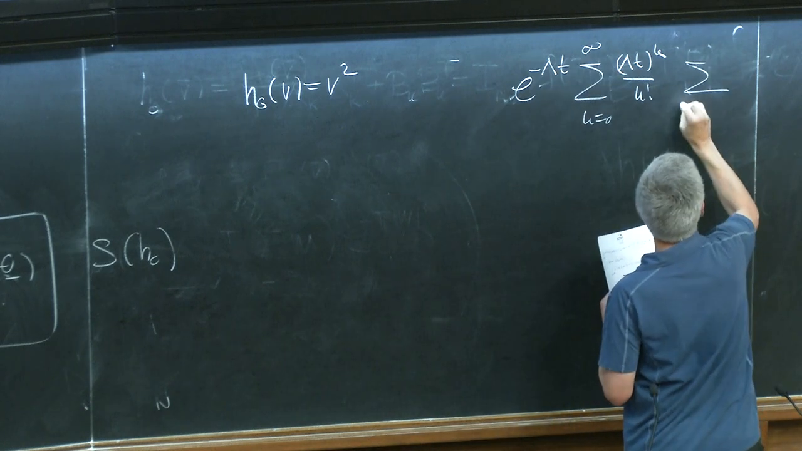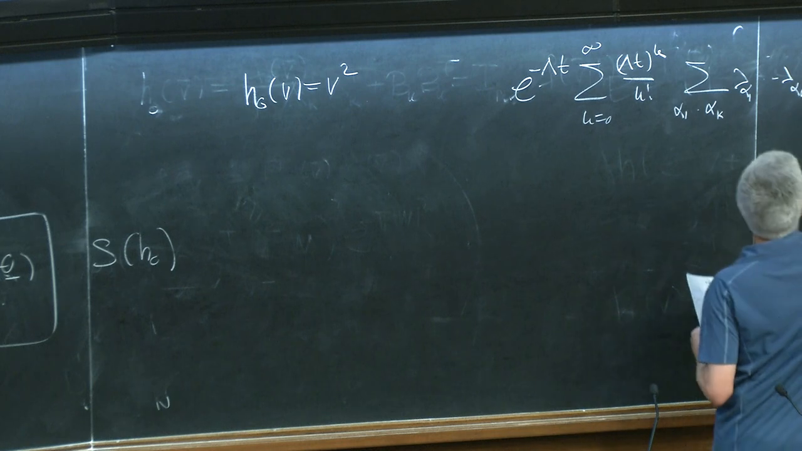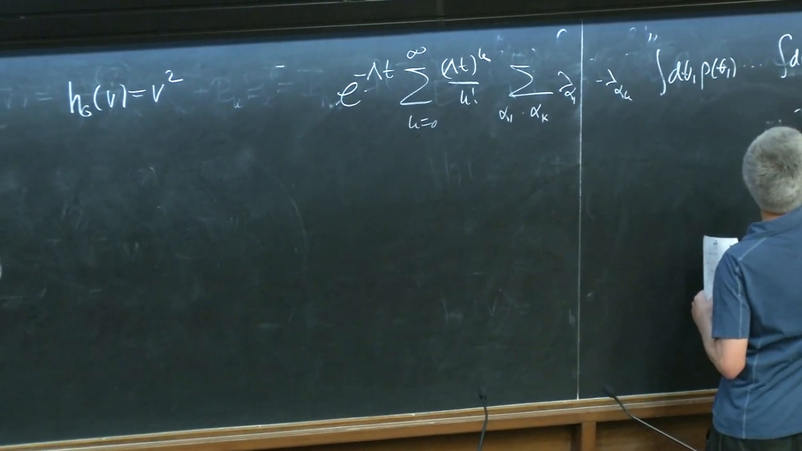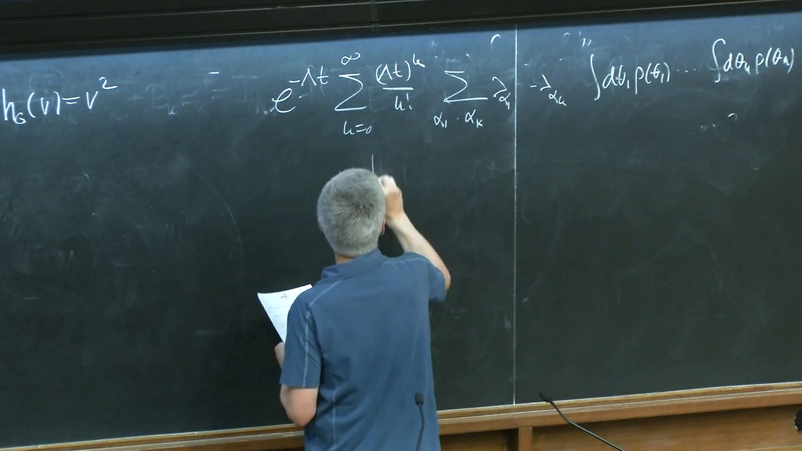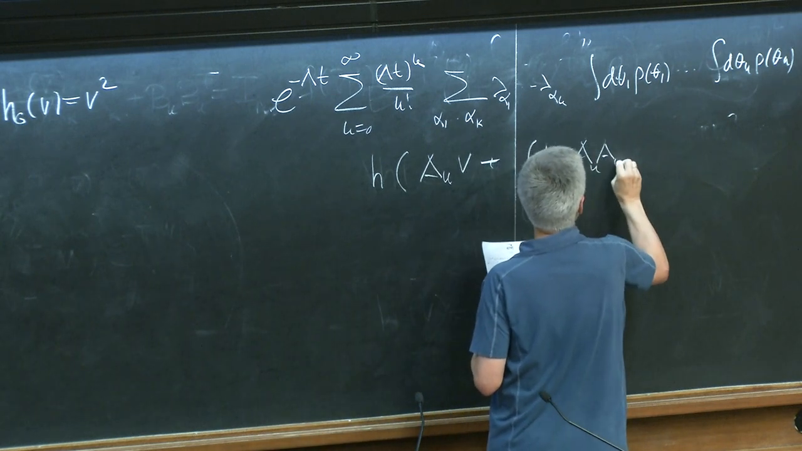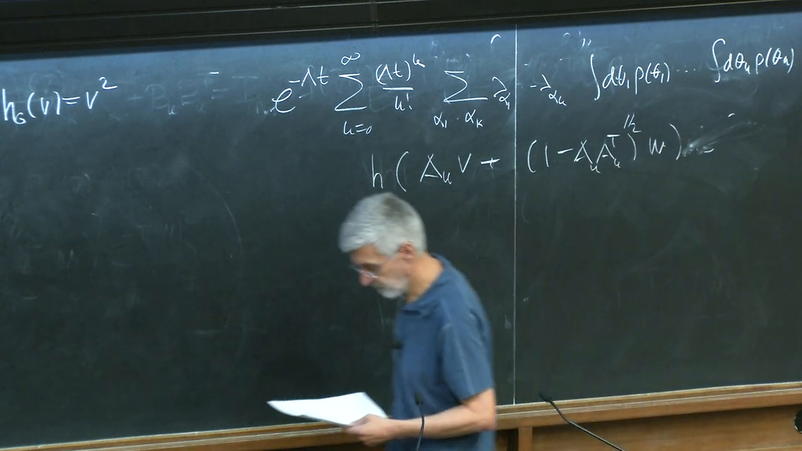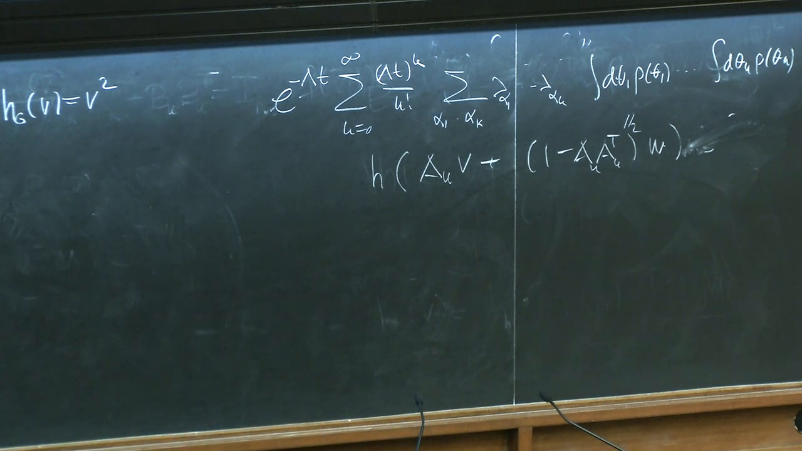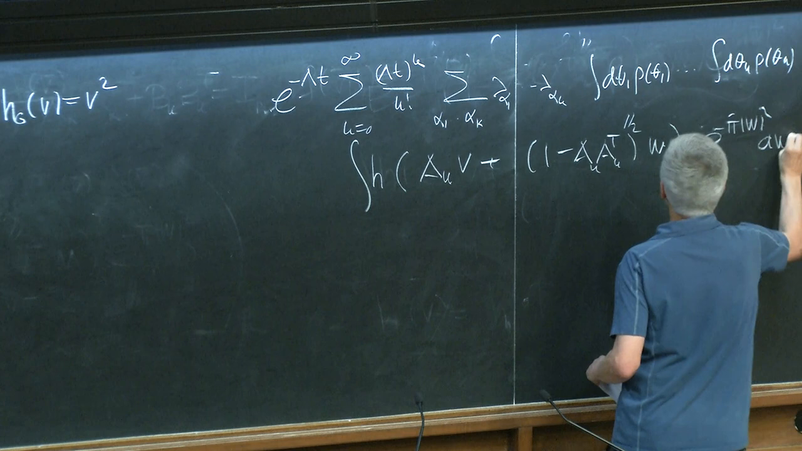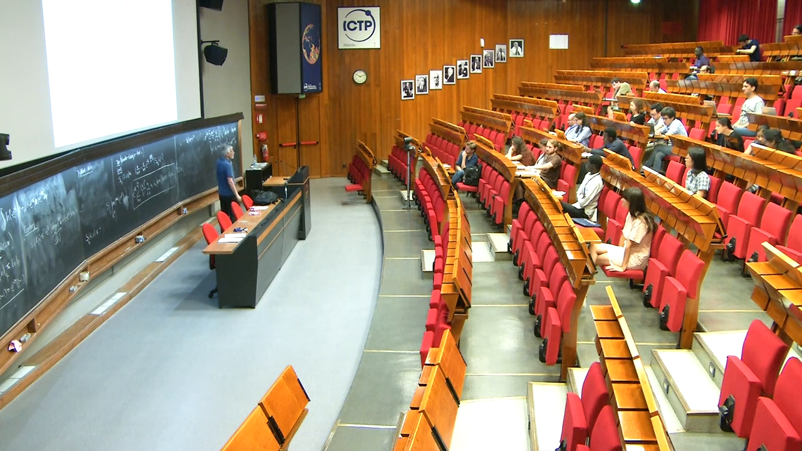Then you have the sum over all pairs. Then you have the integral over the rho's. And finally, you have the h of a_k. I'm going to write it this way: v plus square root of 1 minus a_k squared w, e to the minus. So this is this formula, okay? Good. So now what are we going to do? We're going to choose the H0 to be v squared and plug it in our formula, okay?